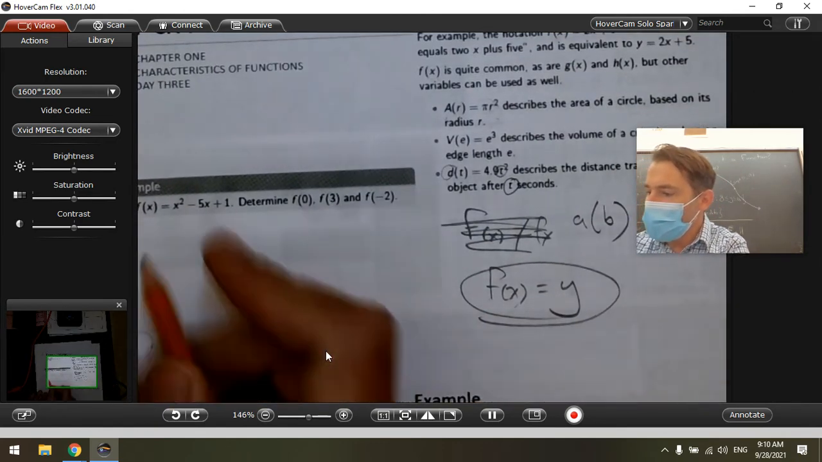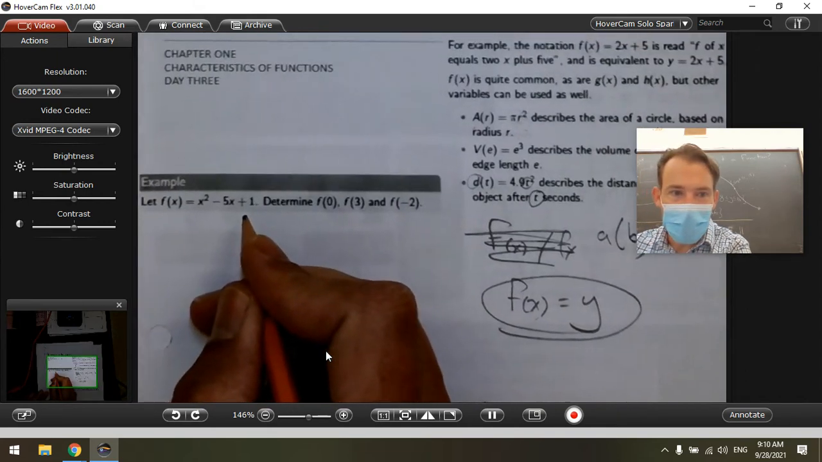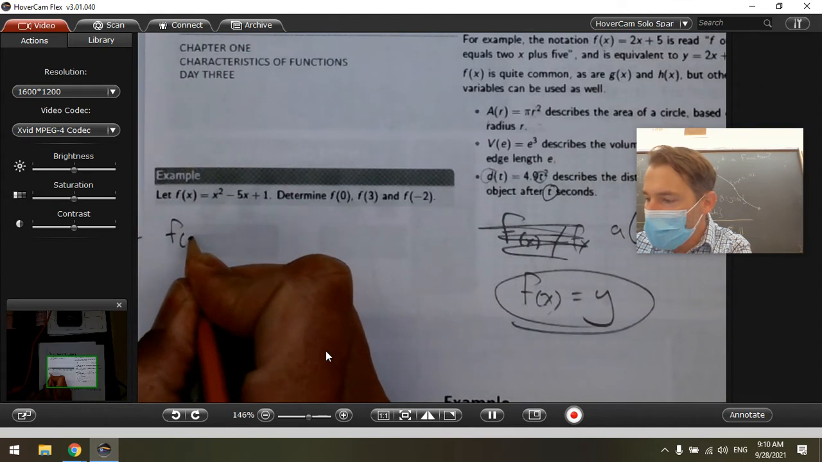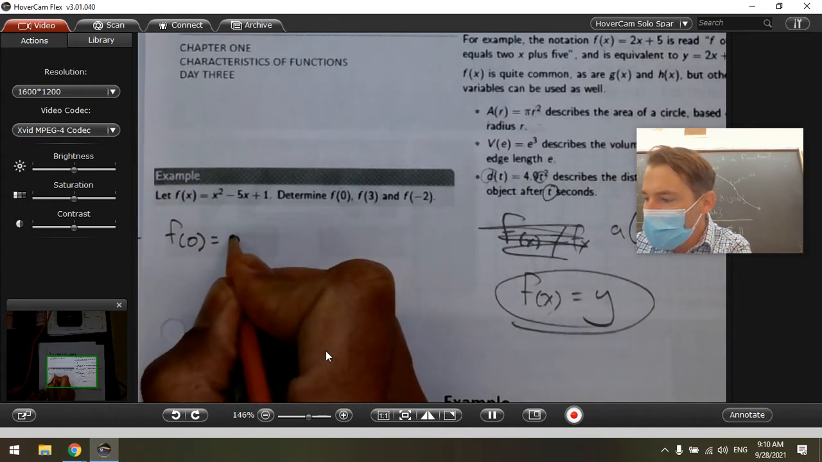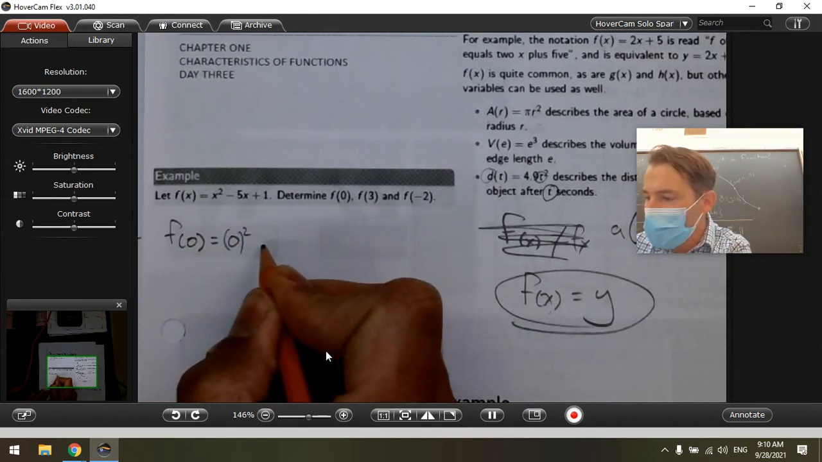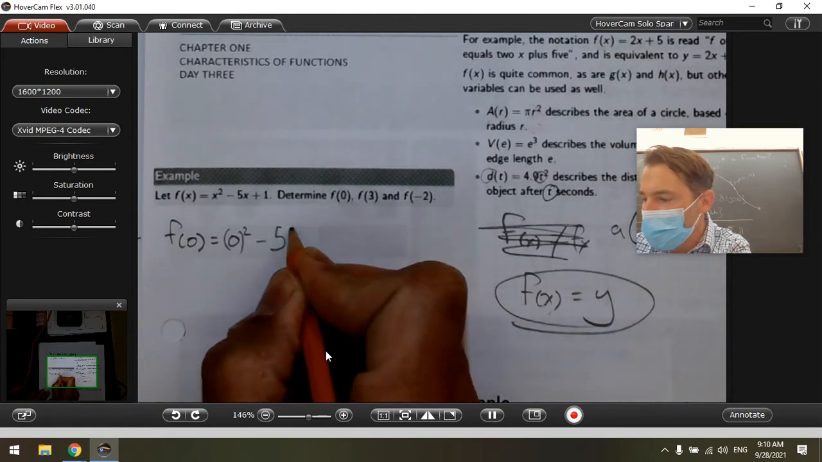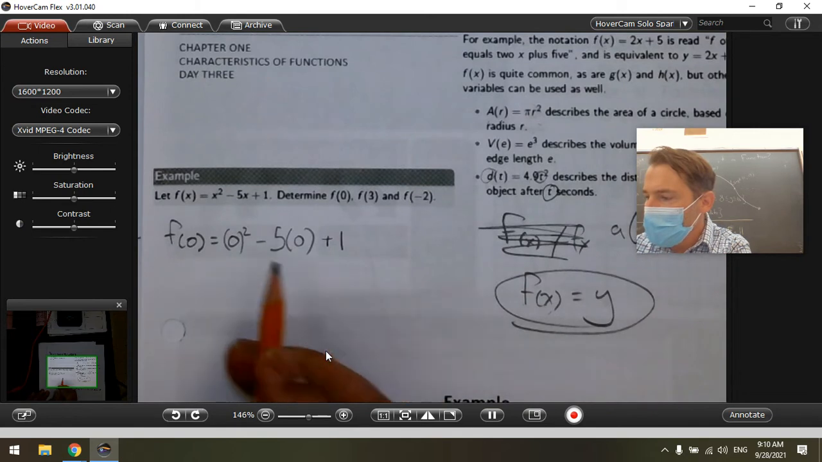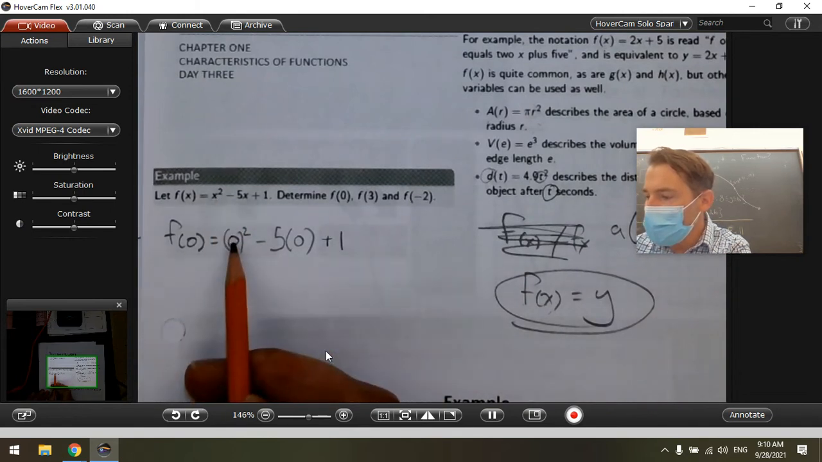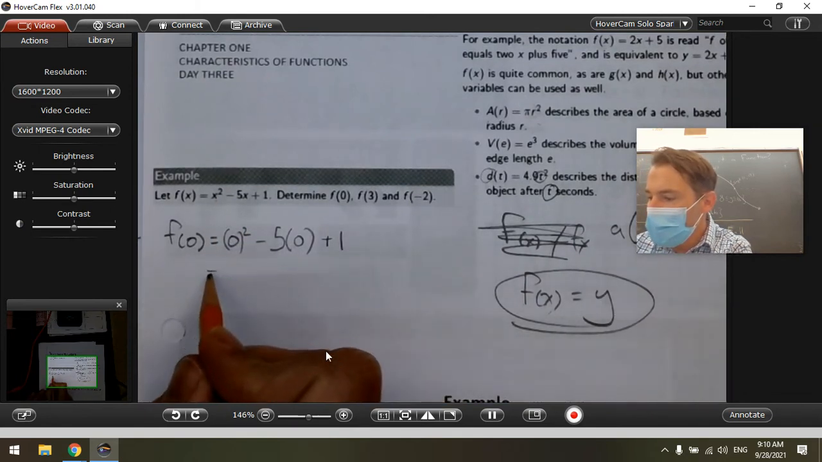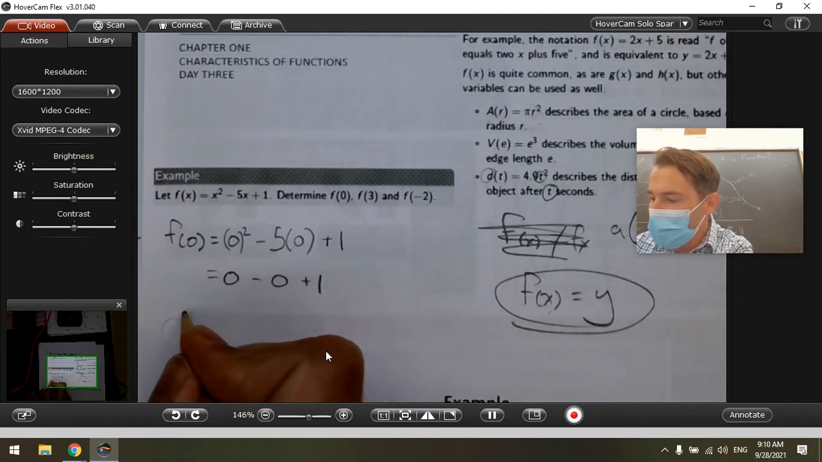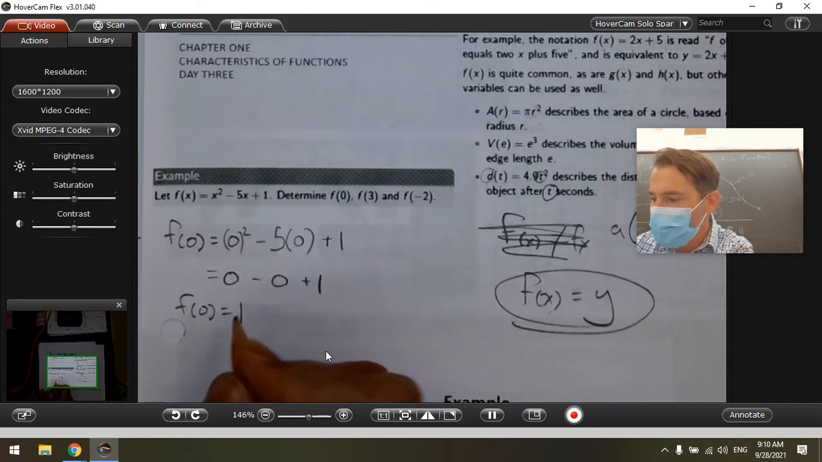So determine f at 0. I have f of x is equal to x squared minus 5x plus 1. So f at 0, well, I write that as 0 squared, and I should substitute into brackets so that I don't make mistakes, minus 5 times 0, and plus 1. Okay. Notice every place that there was an x, I just put a 0. Now this is equal to 0 minus 0 plus 1. So then I could say, well, therefore, the function at 0 is equal to 1.